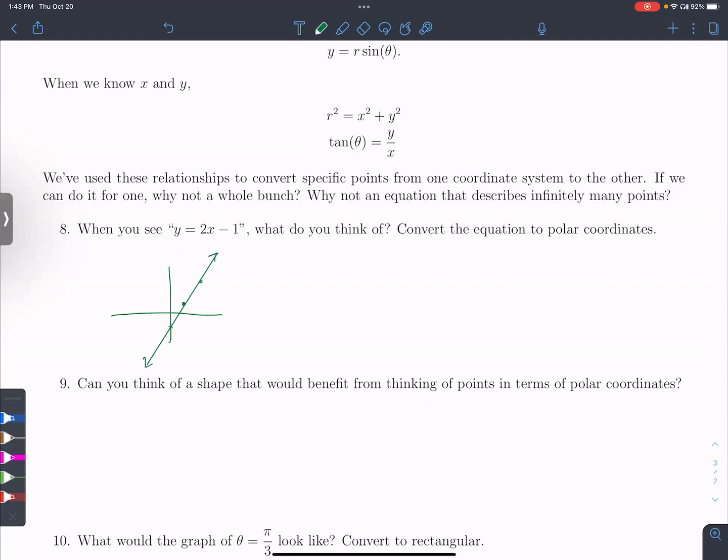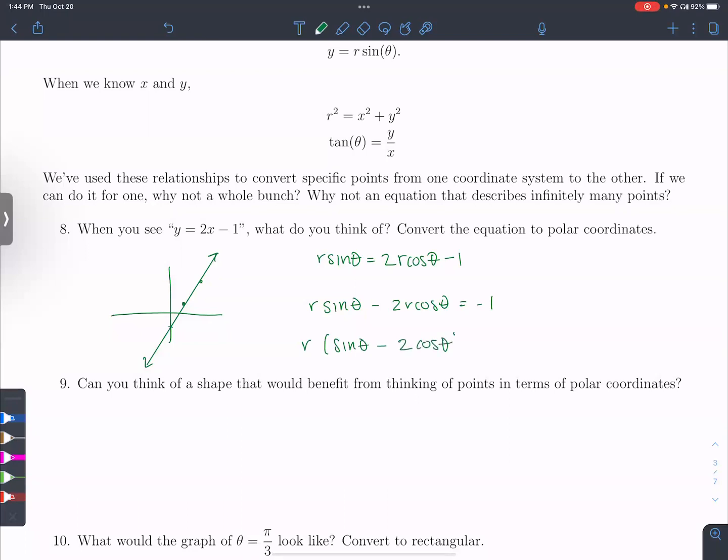But if we put this in polar, this would be r sine theta, because that's y, equals 2 times r cosine theta, because that's x, minus 1. If you hit the polar button in your calculator, instead of having y1, y2 when you go to graph, if you're in polar mode, it's going to be r1 equals, r2 equals. So we, in theory, want to solve this for r. So you would move those to the same side: r sine theta minus 2r cosine theta equals -1. And then you're going to pull out that r.